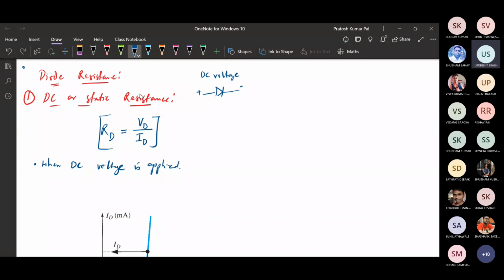Here when we have applied only the DC voltage, then only this DC resistance will be calculated. Once we have applied the DC voltage, we will be finding out this DC resistance. Basically this is found out at the DC operating point. At the DC operating point, we can find the resistance by using that DC voltage and, with respect to that, the DC current.